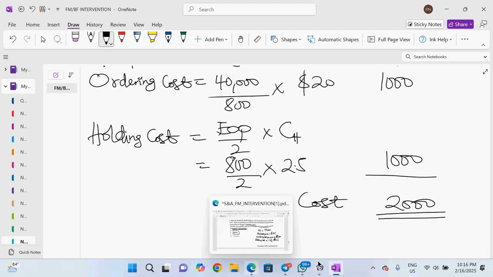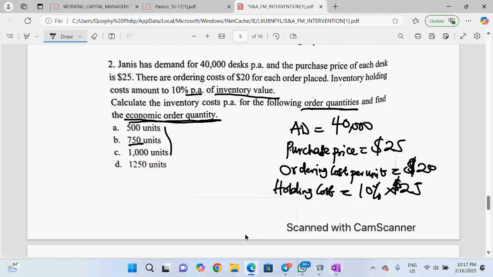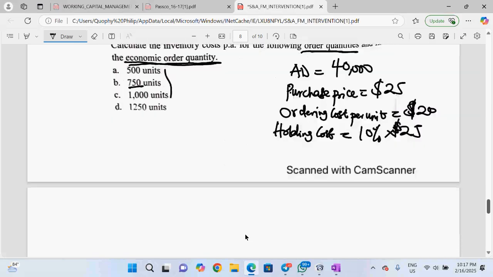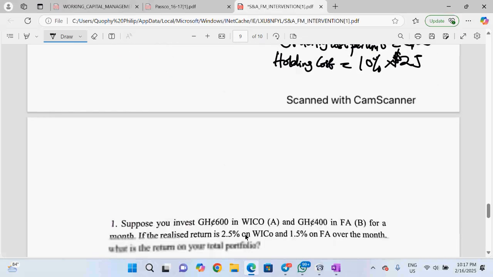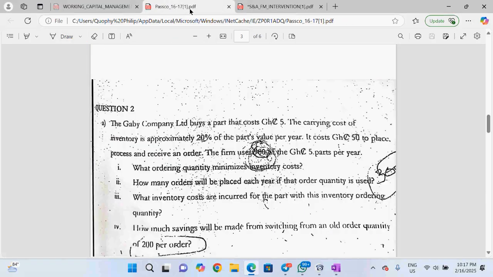So you can get something like this under your working capital management. You need to understand what you are doing. It's not difficult, right? This is working capital management, and this is just the inventory part. So an inventory question can come in this form.